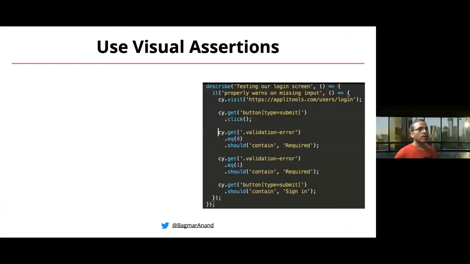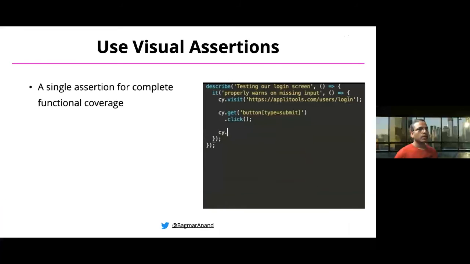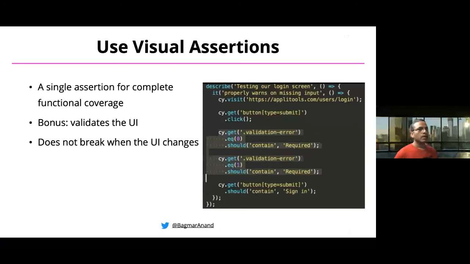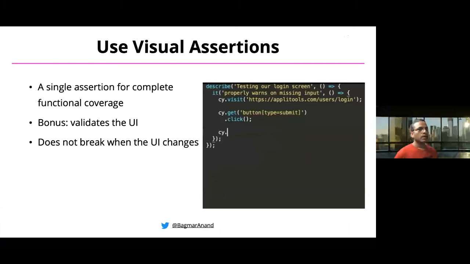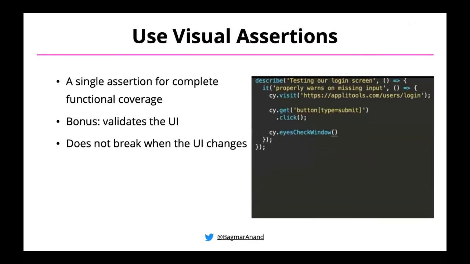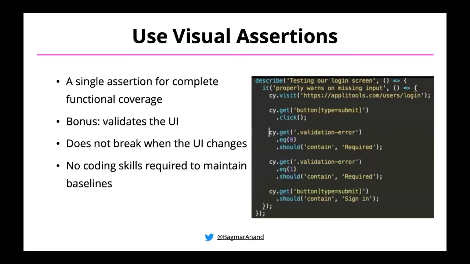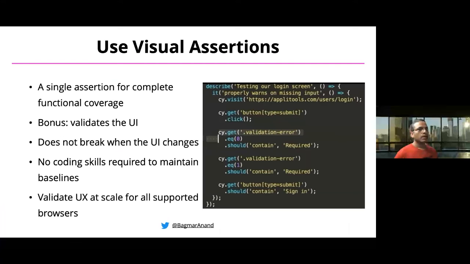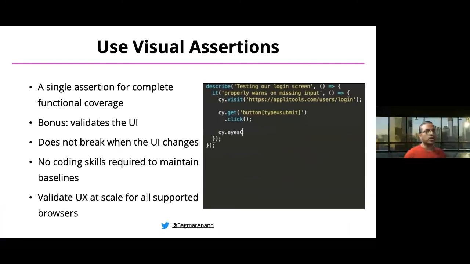So what visual assertions are doing for me is that a single assertion is going to give me the full functional coverage as well as validate the UI. It does not break when the UI changes, because you're not relying on locators of the page to do the assertions. There's no coding skills required to maintain the baselines. You saw there were simple clicks that you could do to update the baselines or report defects. And now the most important thing, you can validate the user experience at scale for all the supported browsers and devices for that matter.